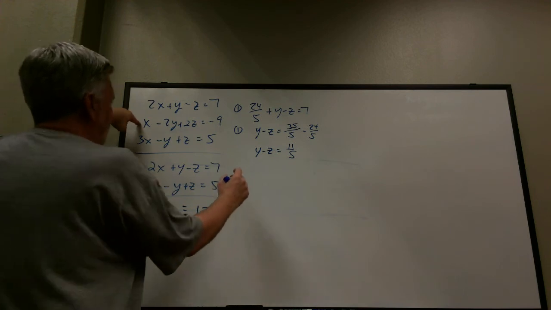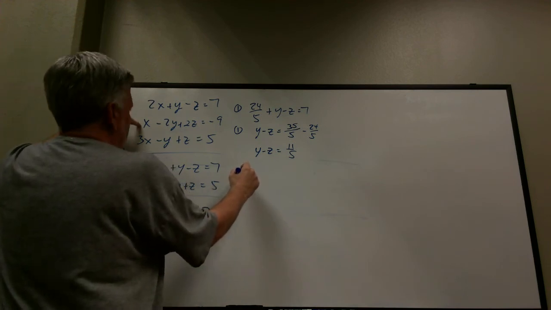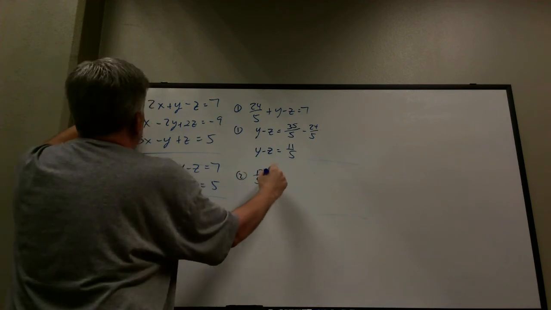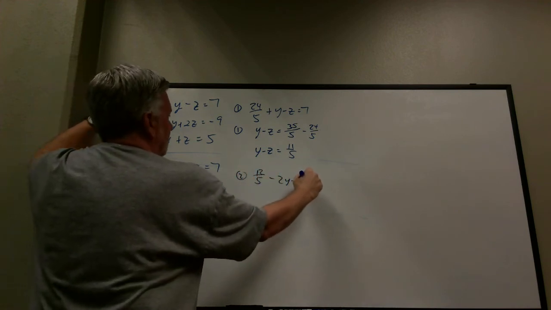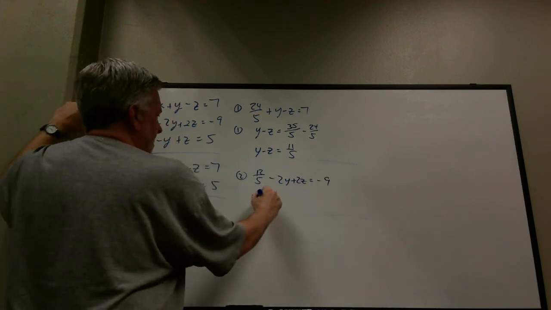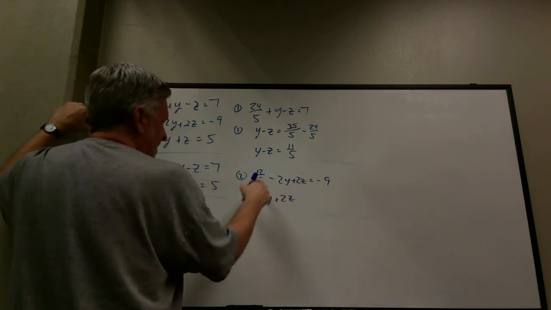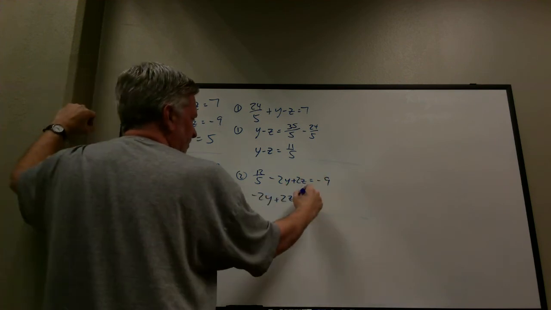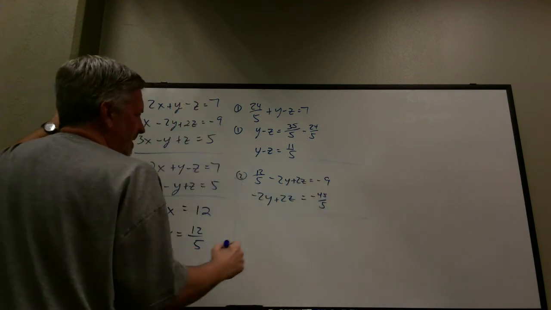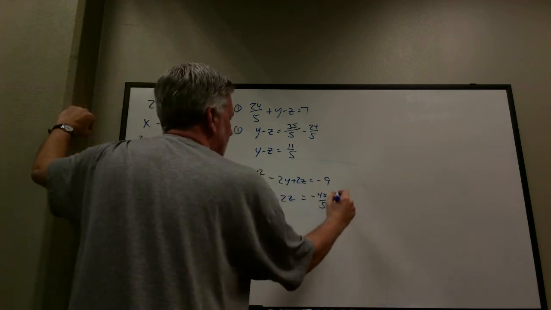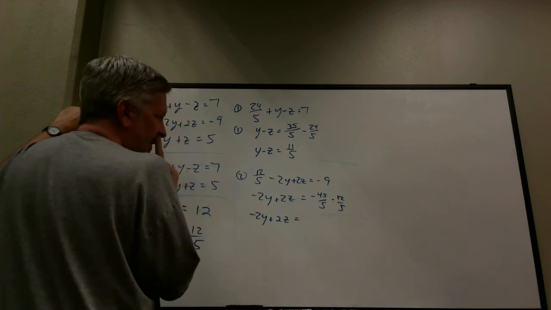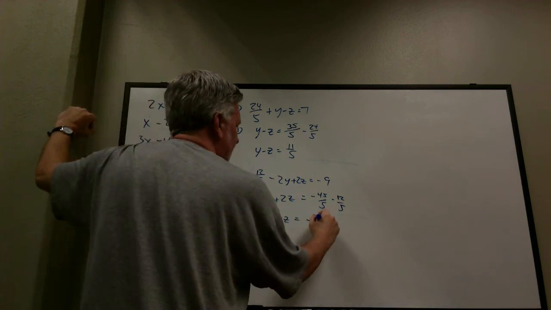Let me do the same thing for equation 2. So I'm putting 12/5 in for x. So 12/5 minus 2y plus 2z is negative 9. So negative 2y plus 2z. I'm subtracting 12/5 from both sides. So in fifths, that's negative 45/5. That's the minus 9. And then minus 12/5. So negative 2y plus 2z is negative 57/5.